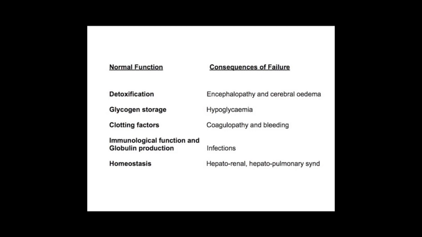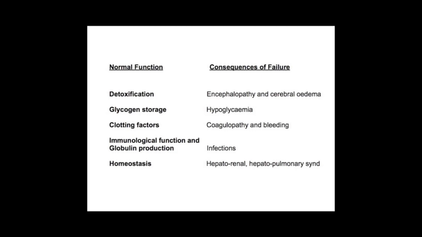And if the synthetic function of the liver is affected and the liver is unable to produce these clotting factors, this can lead to coagulopathy and bleeding, and this can be a major consequence of chronic liver disease. In addition to the clotting factors, there are also several immunological mediators, particularly the acute phase proteins, for which the liver is responsible for their production. And again, if the synthesis of these is affected, it can predispose towards infection.